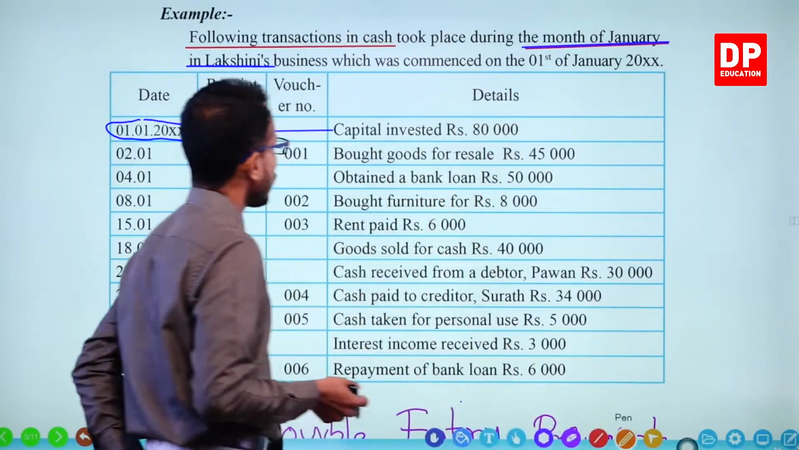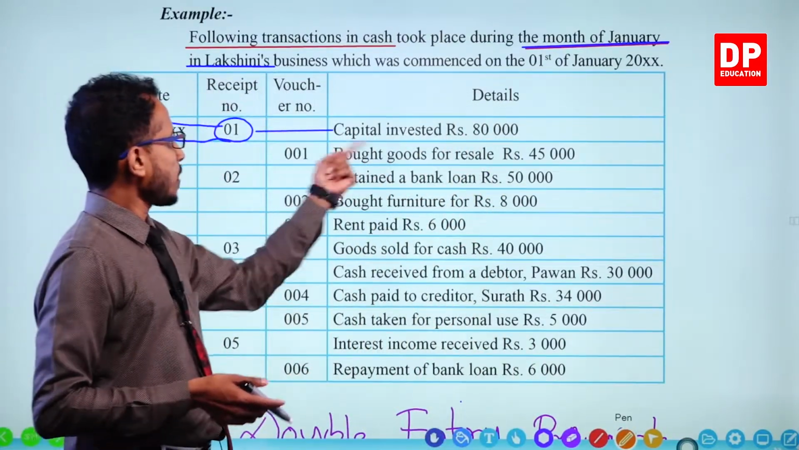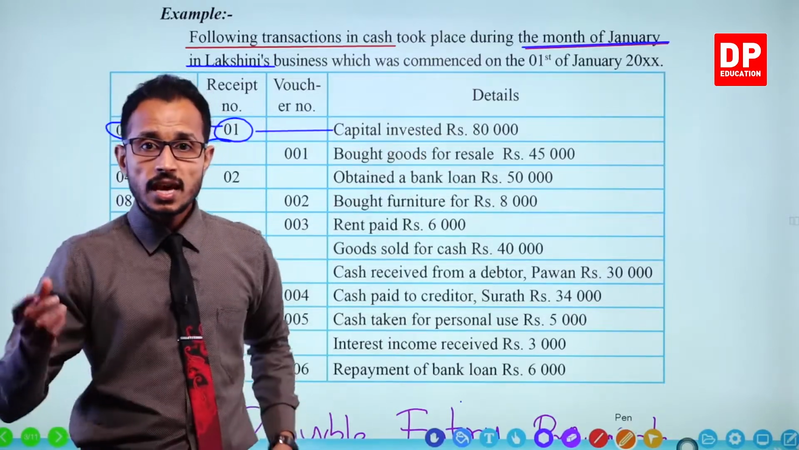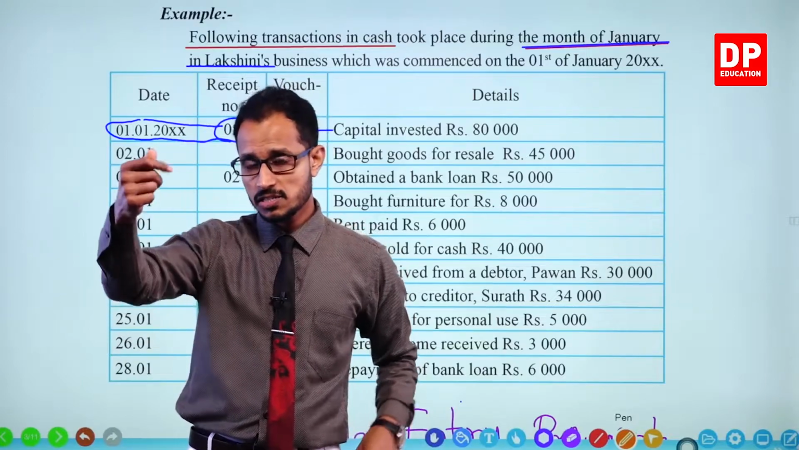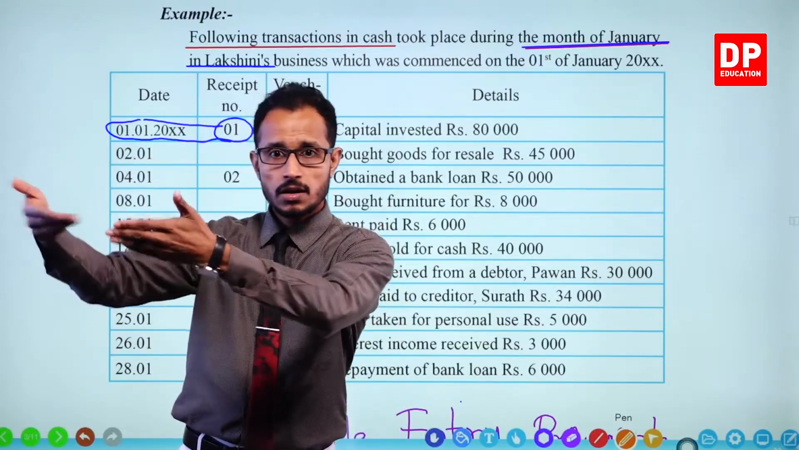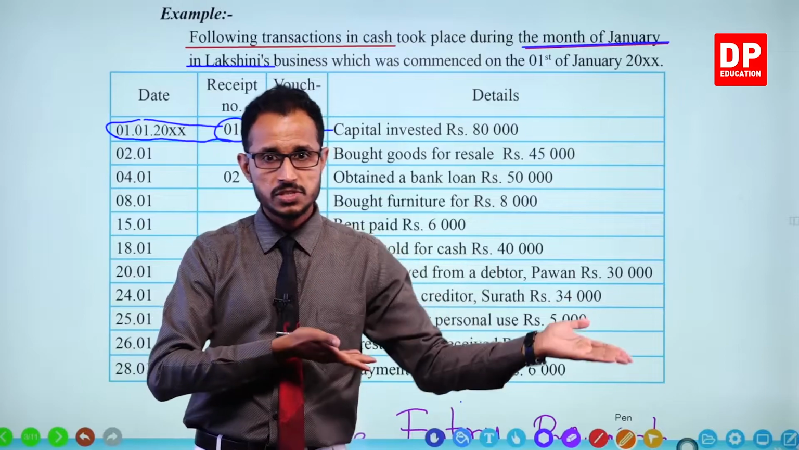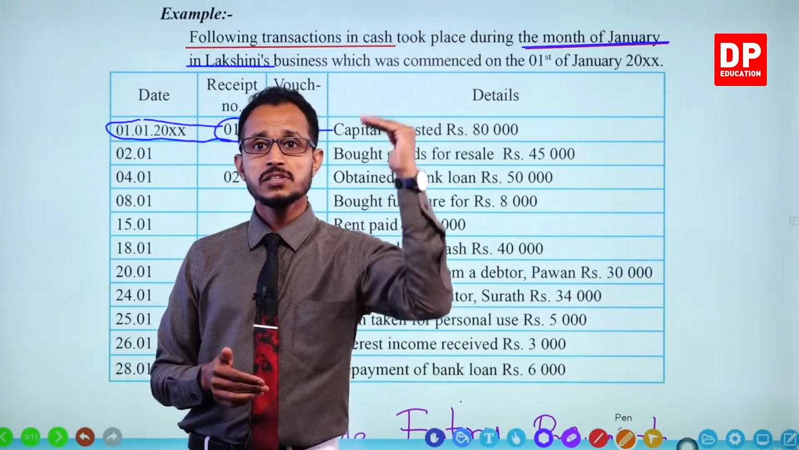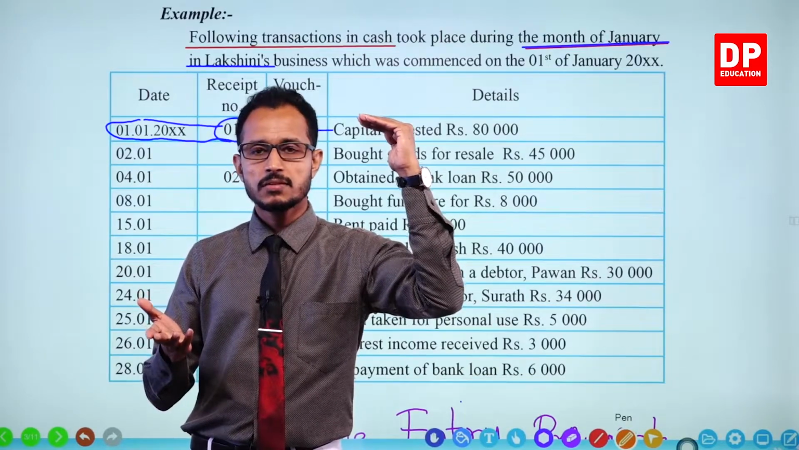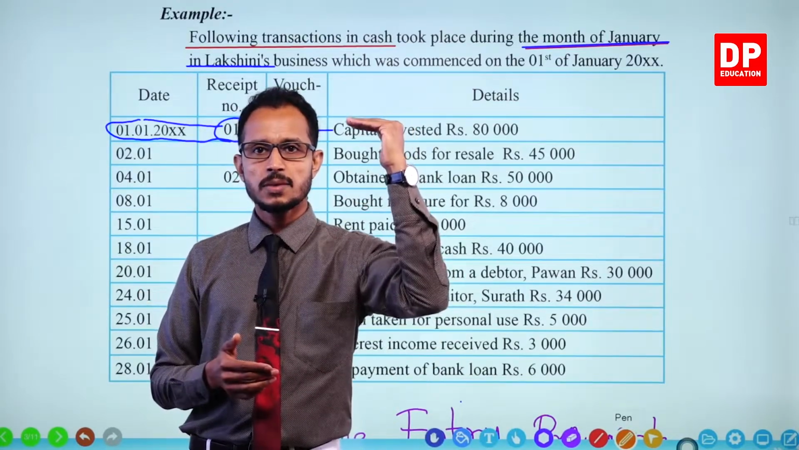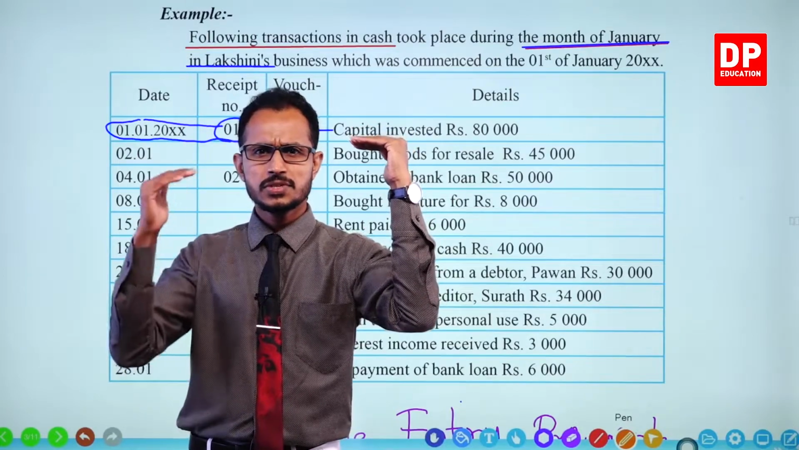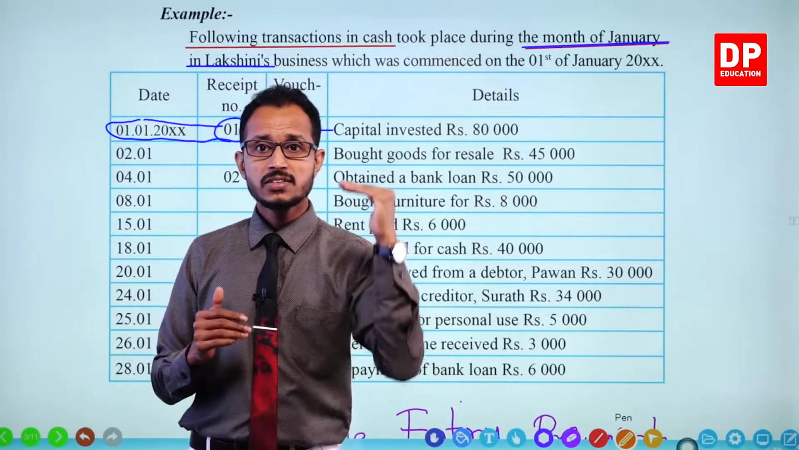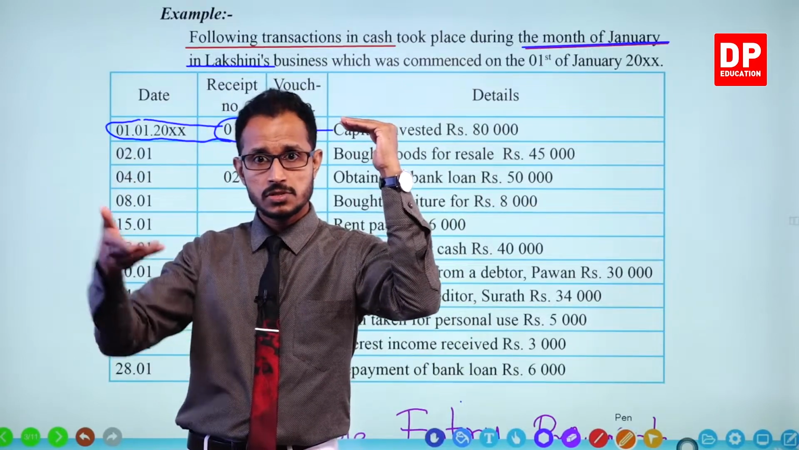Here we go. First transaction, capital invested 80,000. Capital means the owner bringing in cash money. The owner is bringing in more and more cash to the business. That means for the business, it's a cash increase. Cash increase, always debit. Then what is decreasing? Cash? No, cash increased. Cash came into the business.